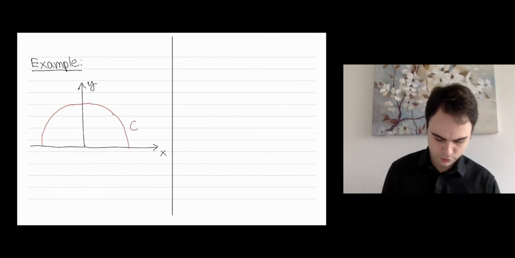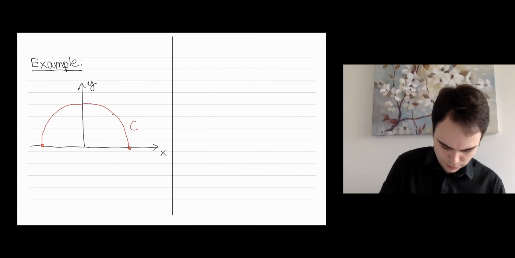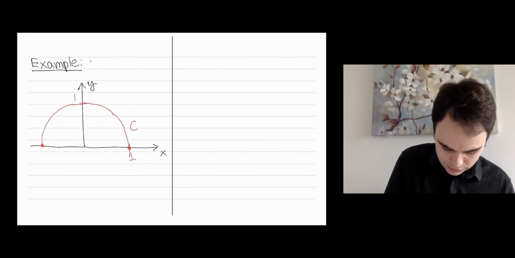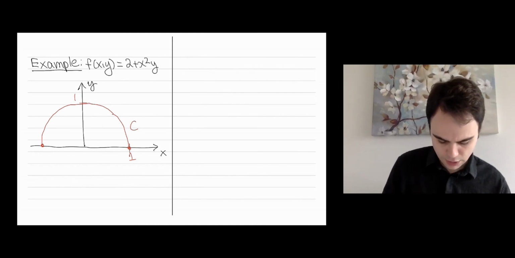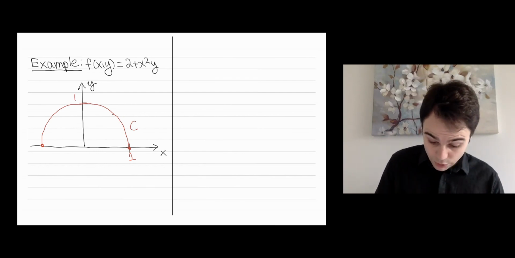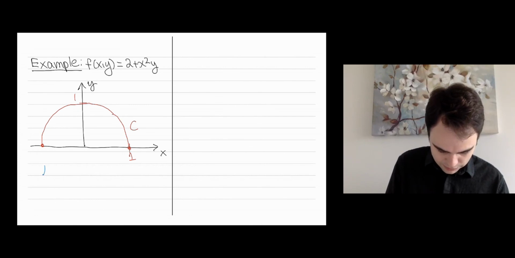Okay, so that's our circle, C, that's our curve, and this is radius 1. And we want to integrate the function f of x, y equals 2 plus x squared times y. Okay, so let's do it. So we're going to need a parameterization of the circle, but that's straightforward.